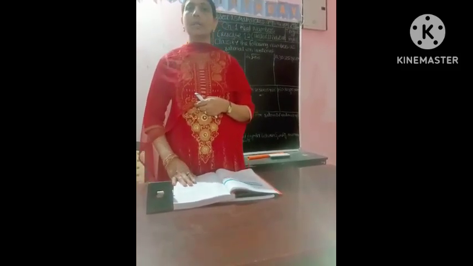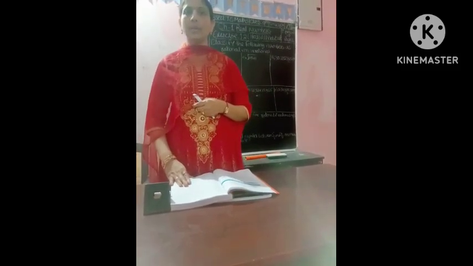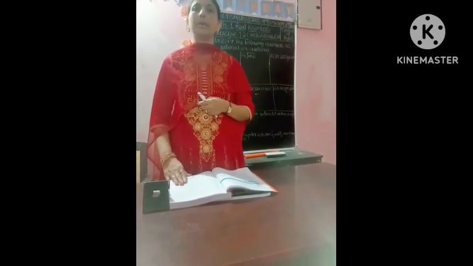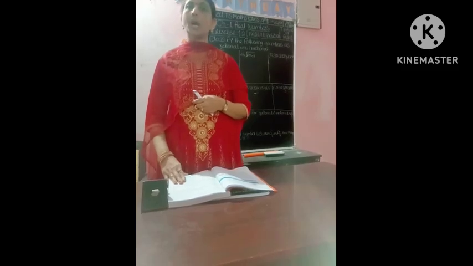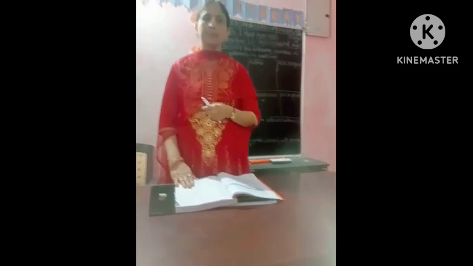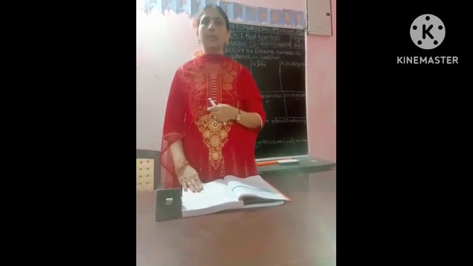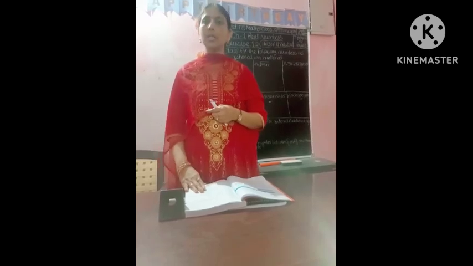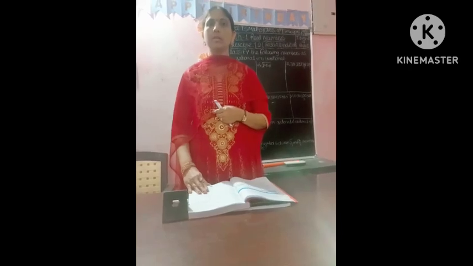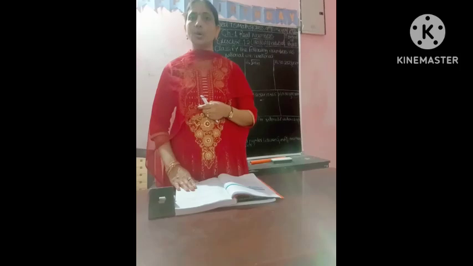Okay. First, the rational numbers. A number which can be written in the form p by q, where p and q belong to Z, Z meaning integers, and q is not equal to 0, is a rational number. The denominator is q, q not equal to 0, and p and q are both integers only. Integers means positive and negative numbers and 0.